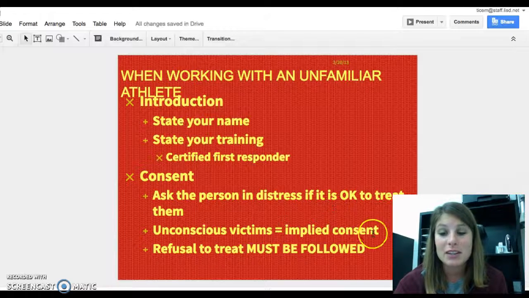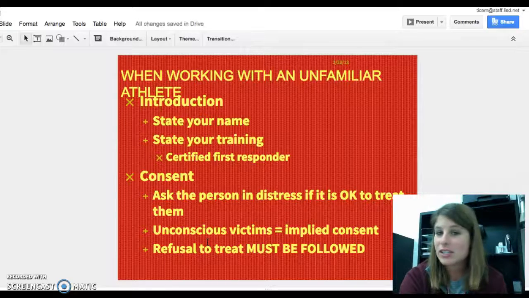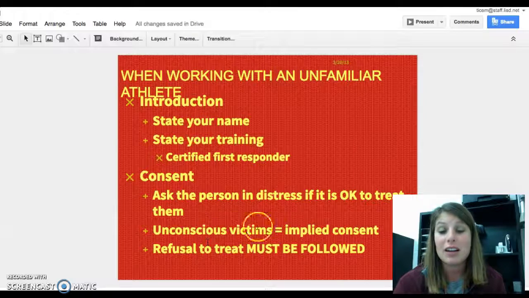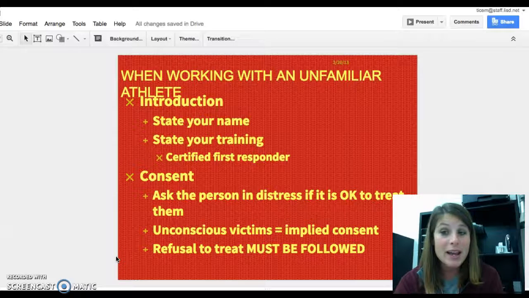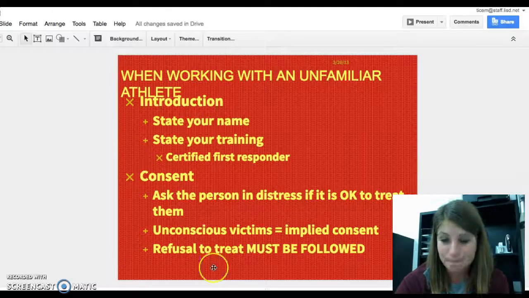One thing that's important to understand here is if the victim is unconscious, okay? If they're unconscious, they cannot answer you. They cannot say, yes, please help me, or no, do not help me. So if they are unconscious, we have what we call implied consent. And what that means is if they were awake, they would want your help, okay? So we go ahead and help them immediately.